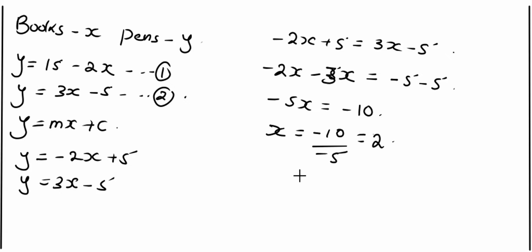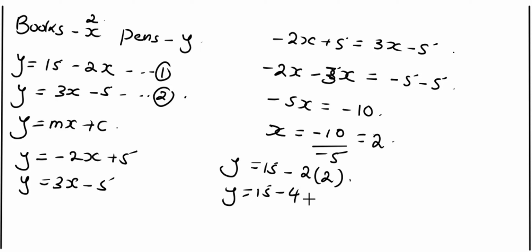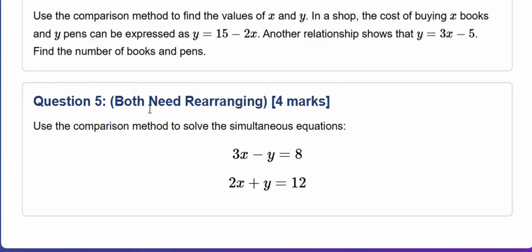Then since I have x, of course, then books are 4, but I also need y. So y, I actually have y here. I can say y is equals to 15 minus 2 into x, and I already know x. So it will be y is equals to 15 minus 4, which is 11. So now the pens are 11. And that's how we solve that word problem here.